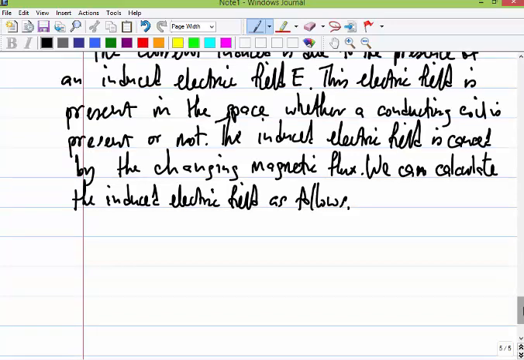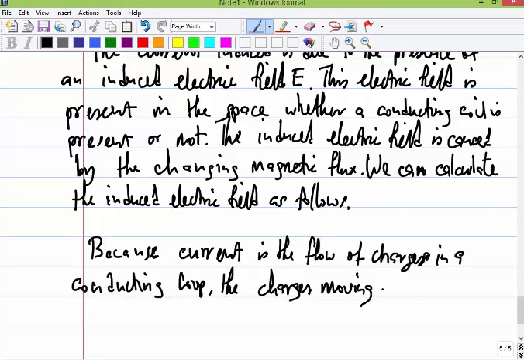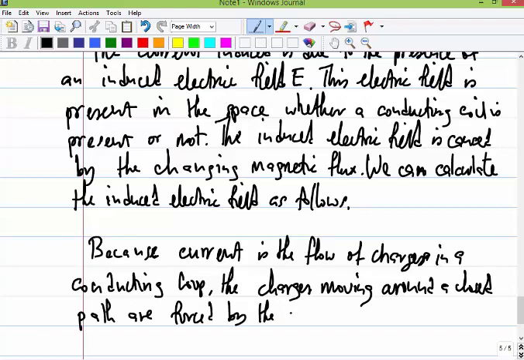Because current is the flow of charges in a conductor, the charges moving around a closed path are forced by the presence of the electric field. So they are forced by the electric force F equals Q times E.